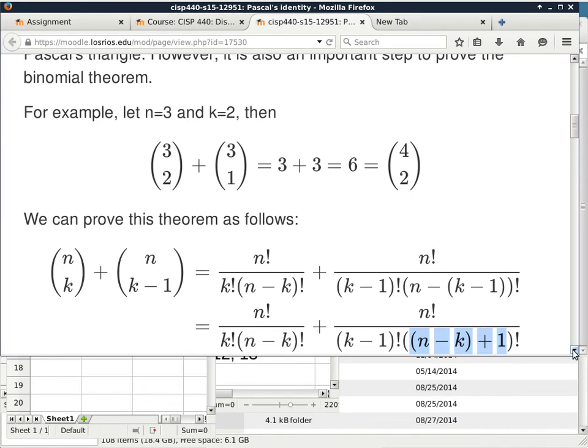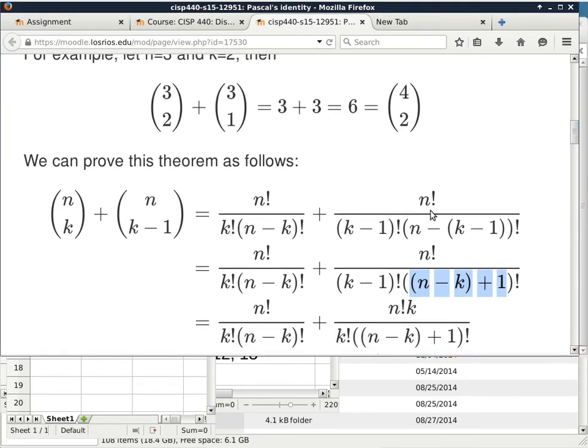So in the next step, let me scroll down a little bit here. In the next step, I multiply k to the second term on both the numerator and the denominator. This step may not look intuitive. Going from the second row to the third row is a little bit tricky. The top part is easy. The numerator, because I'm just multiplying k over k to the entire fraction, has one extra term k, so it is n factorial times k. That's easy.